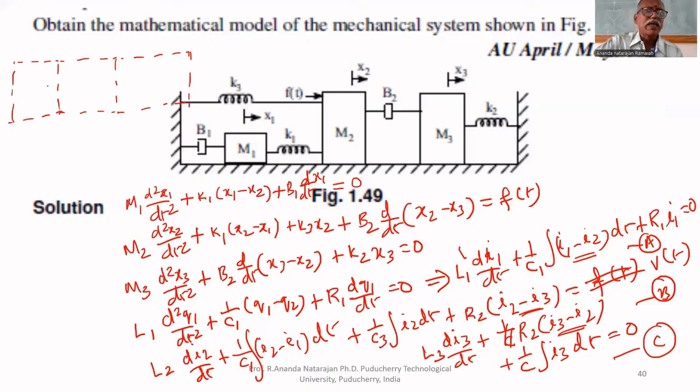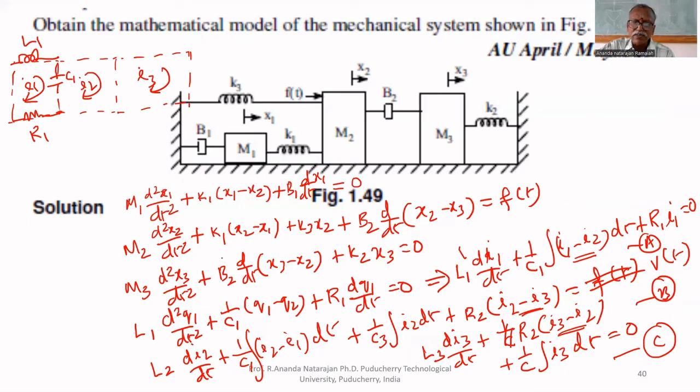The first loop, L1 is there. Current through this is I1, through this is I2, through this is I3. C1 is between the first loop and second loop. R1 is in the first loop only, so we can draw R1 here. That's all.